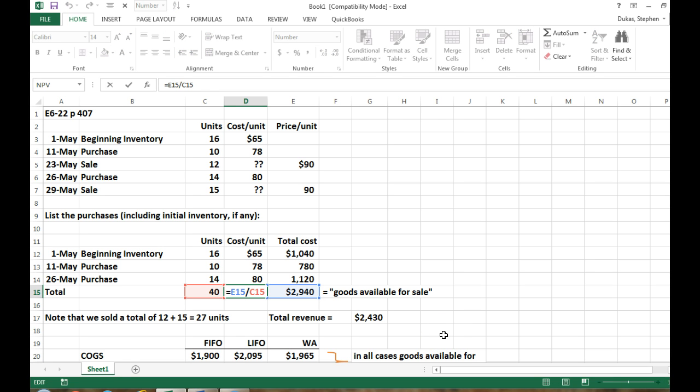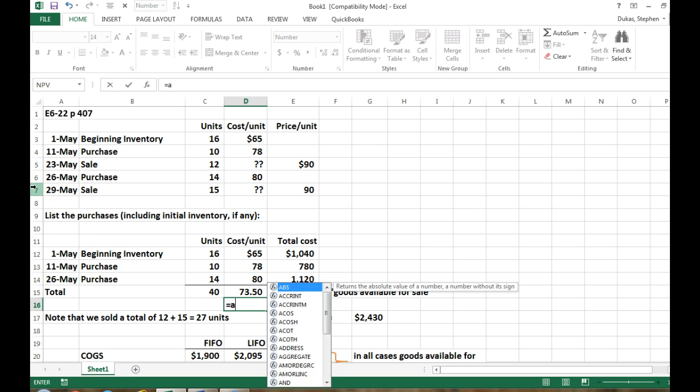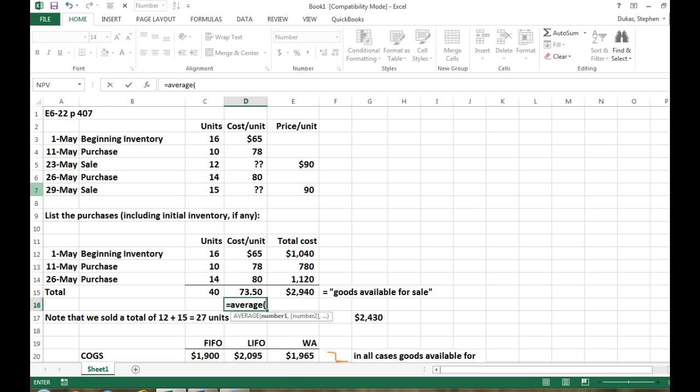2,940 divided by 40. Now, notice I cannot just take an average of the three costs. Watch what happens when I do. I get a different average cost. Why do I get a different average cost? Because I'm not weighting that cost by the number of units. Here I'm taking the total dollar amount, 2940, and dividing it by the total units. That is always the correct way to do this.